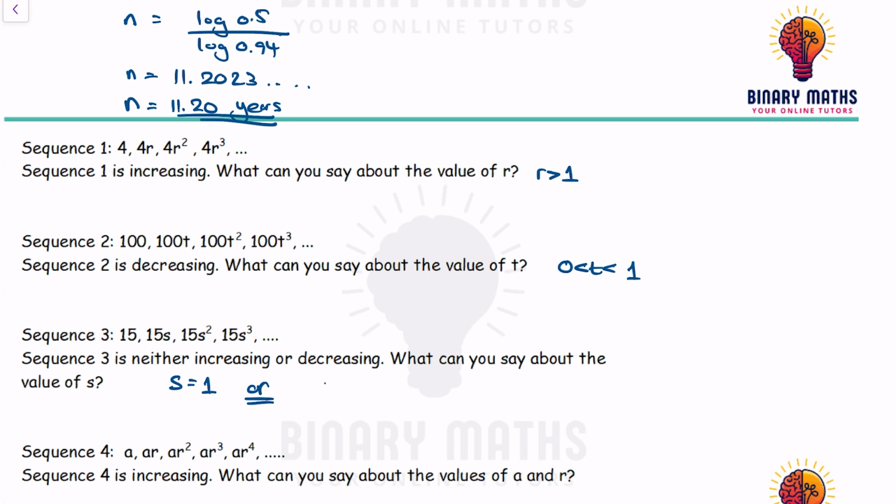Also, if s is less than 0, which is negative, then the values are going to be positive, negative, which is neither increasing nor decreasing. So you have two different cases for this one. Either s is equal to 1 or s is less than 0.